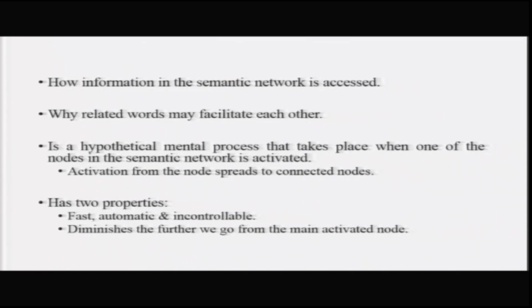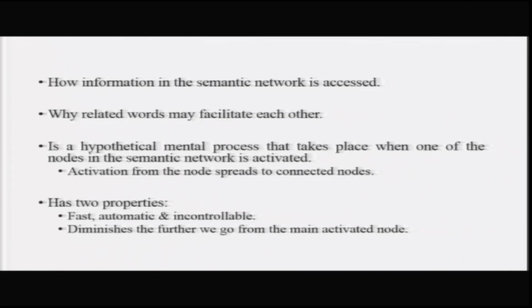And then you can ask questions like, why are these words facilitating each other? Because they are linked in one way, okay. So this spreading activation or this facilitation is a hypothetical mental process that takes place when one of the nodes in the semantic network is activated, and that node shares its activity with the other nodes which are linked to this particular node. This spreading activation has 2 properties. It is very fast, it is automatic. This is not something that you can opt out of. As soon as you read the word cat, everything related to that cat in the network will get activated.